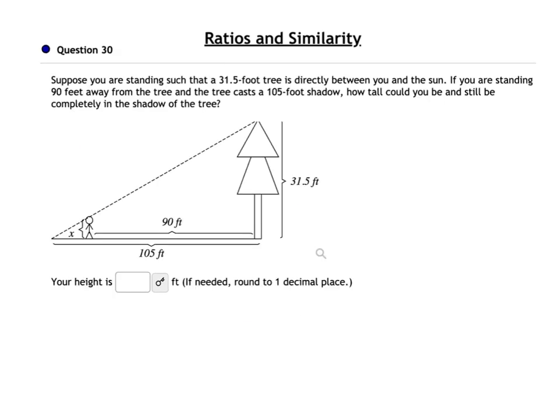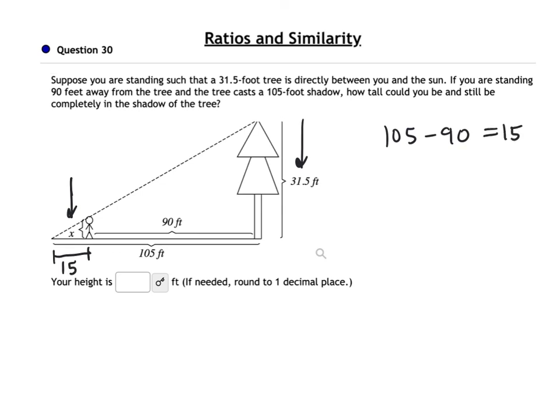In this question, it's really important to keep in mind that you line up corresponding sides when you make proportions with similar triangles. Notice how x in the small triangle corresponds with 31.5 in the big triangle. In the small triangle, you need another side, and they didn't give you one. What I can figure out, though, is this length right here. By taking 105 and subtracting 90, this length is actually 15.